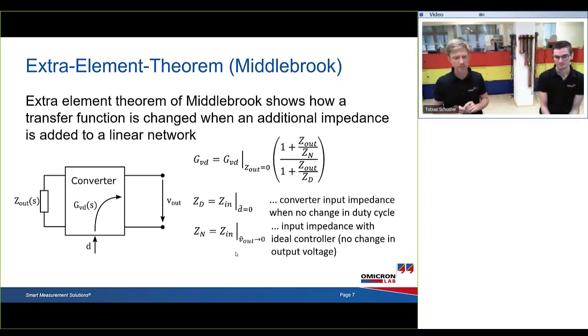That means that the output is constant. The Zd you could theoretically measure in open loop. The Zn is not possible to measure. That's a purely theoretical value, because there will never be an ideal controller that rejects all the ripple at the output. So these are mostly mathematical expressions that you can use during a design process if you have calculated all the equations and transfer functions, but they are not so useful for an experimental approach as we are going to do in this webinar.